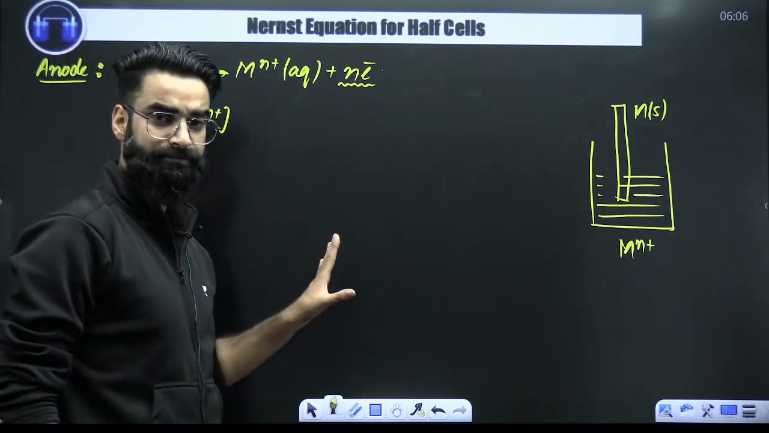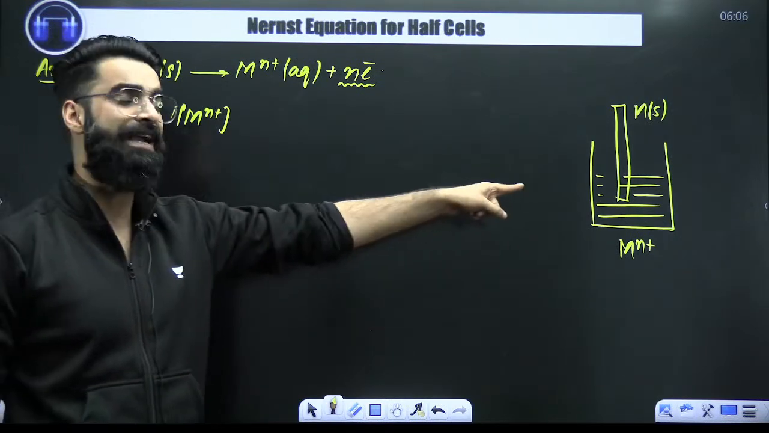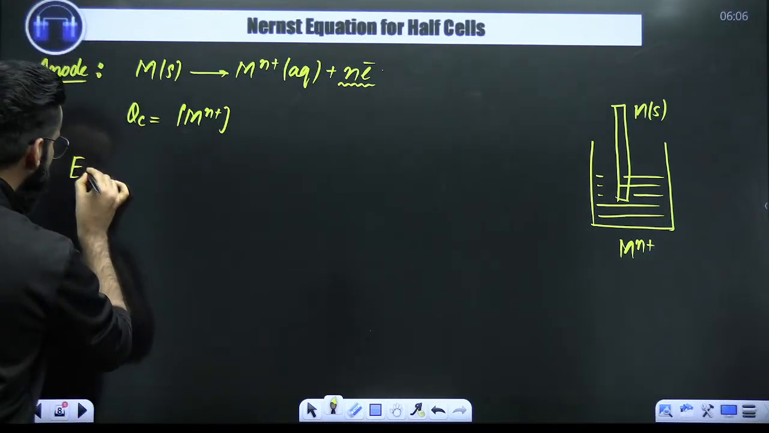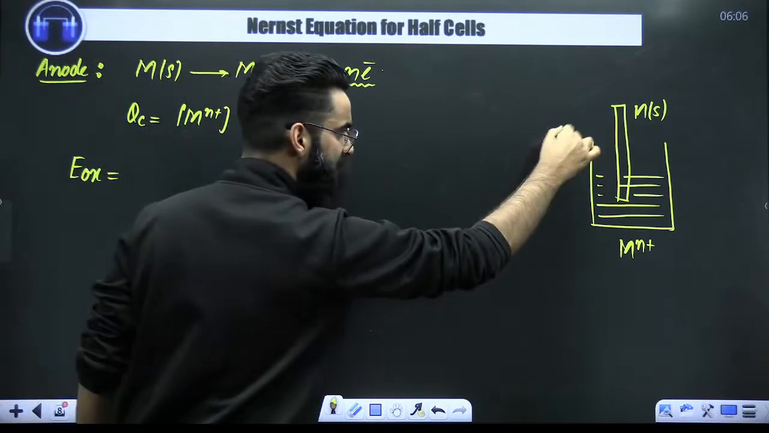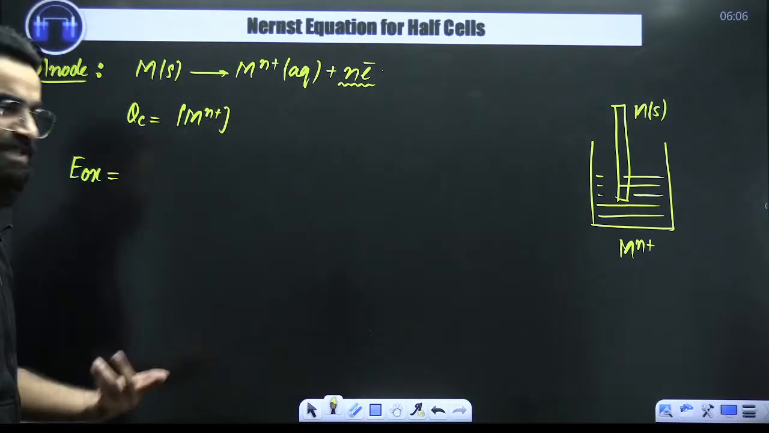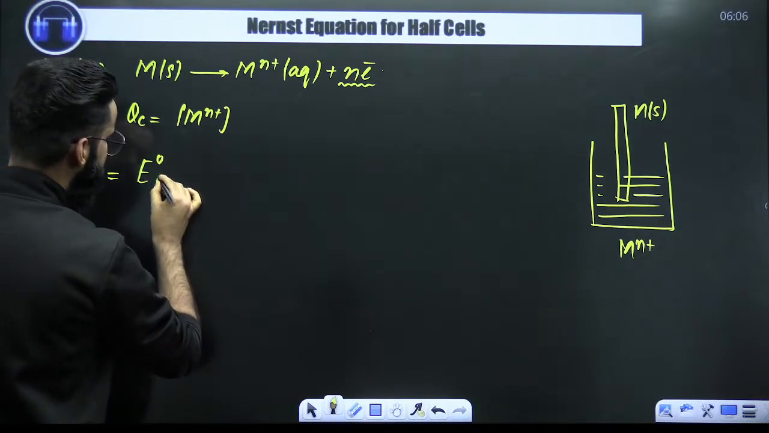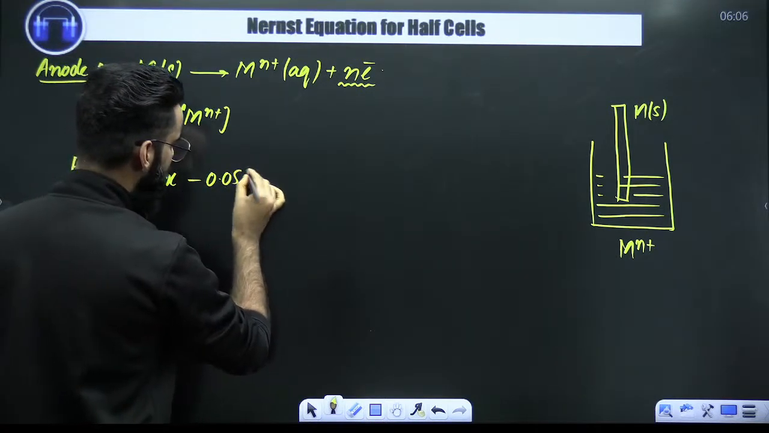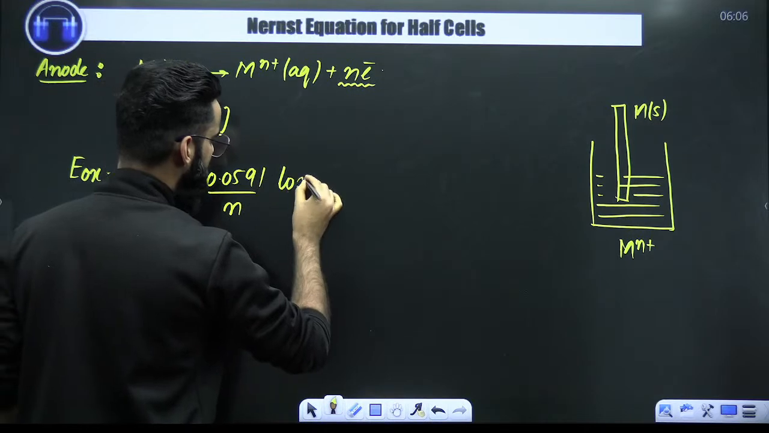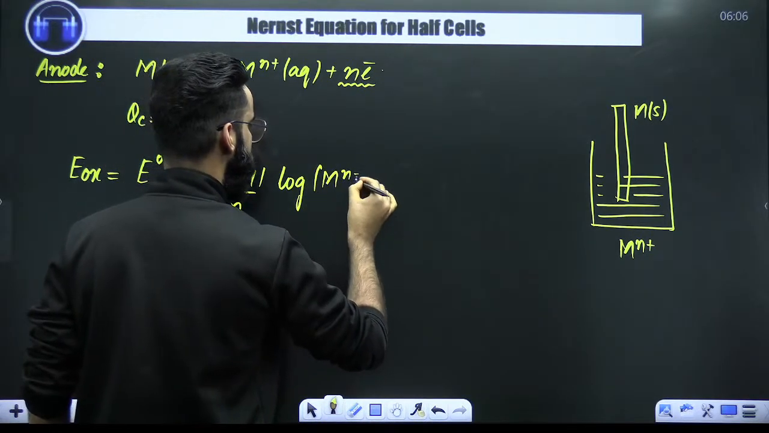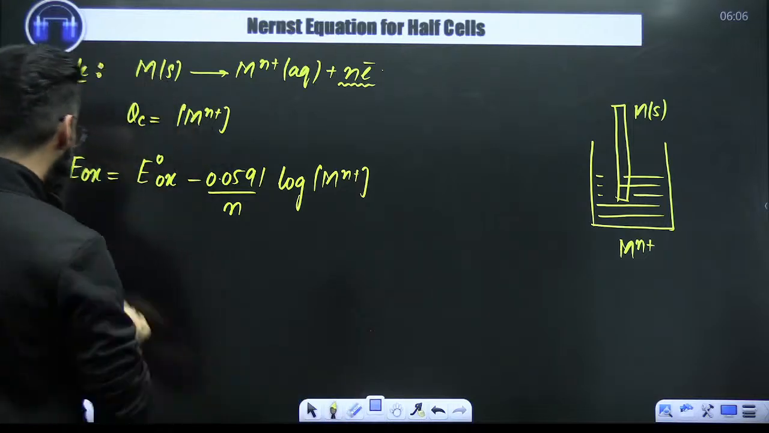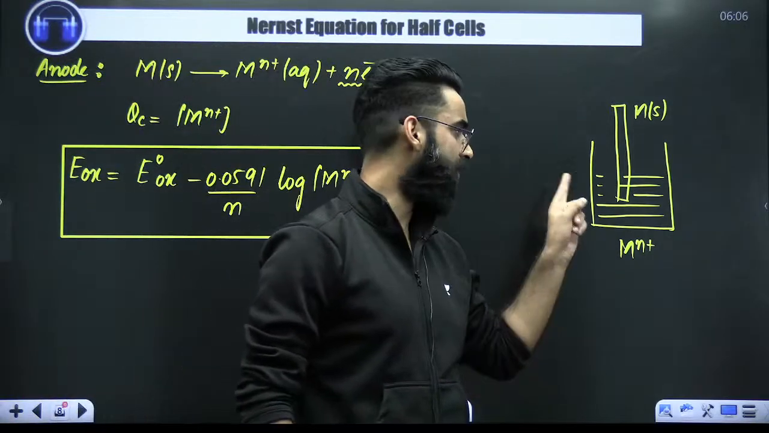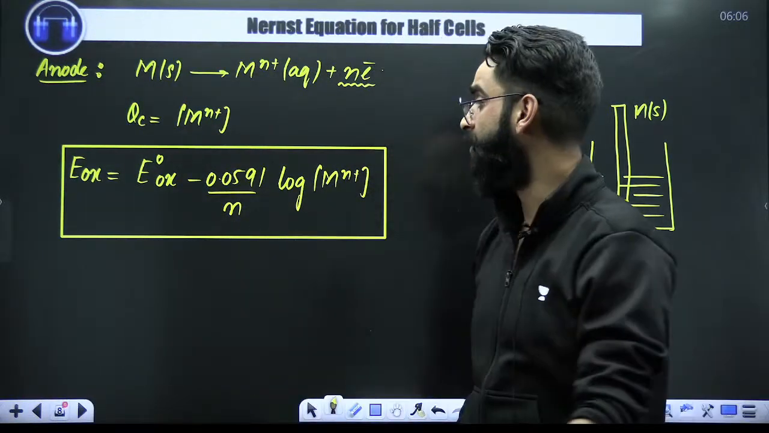Now, my dear students, what exactly am I going to do? I made sure that the electrode behaves like the anode. At anode, oxidation takes place. So basically, I'm asking you to calculate the oxidation potential of this particular half cell. As per the Nernst equation, it has to be equal to E naught OX, the standard oxidation potential of the same electrode, minus 0.0591 divided by n, and then log of Qc. And Qc value is nothing but the concentration of Mn positive. Clear? So with the help of this equation, I will be calculating the oxidation potential of this electrode under non-standard condition.